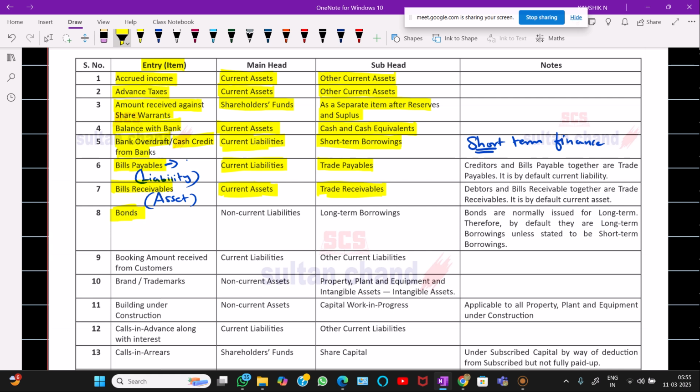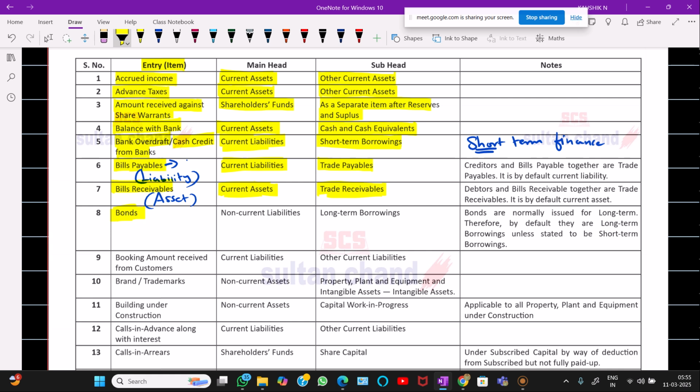Unless it is stated in the issue that it is for a short period, it belongs to the short-term borrowings. If not, it is a long-term borrowings. So basically, bonds is also one of the modes through which borrowings can be done. And what are the borrowings that you are doing with the issue of bonds? It is for a long period. So issue of bonds is for a long period, and it is a part of your long-term borrowings.